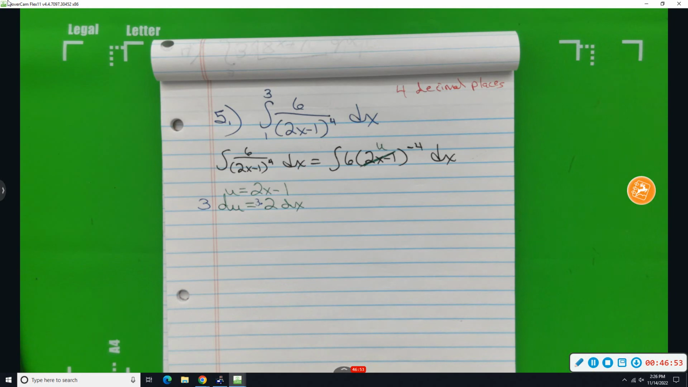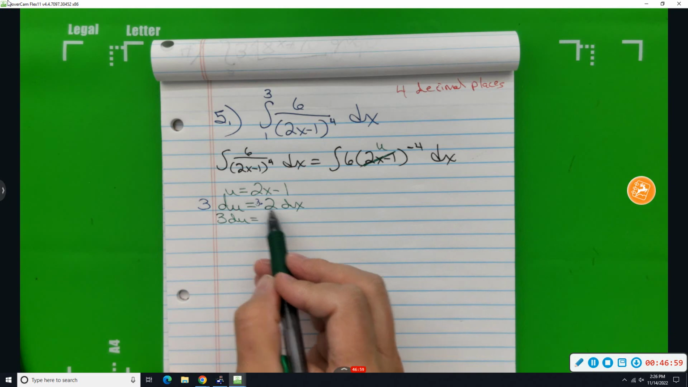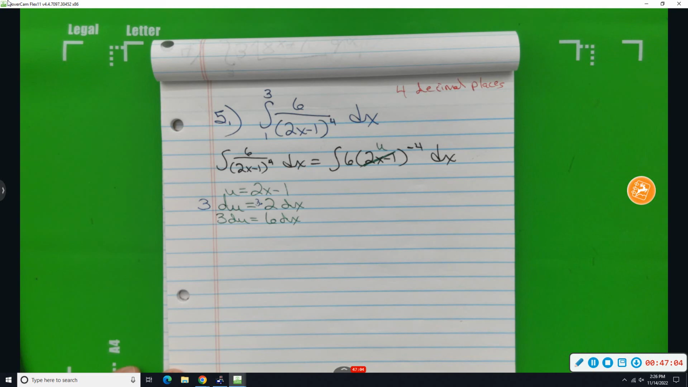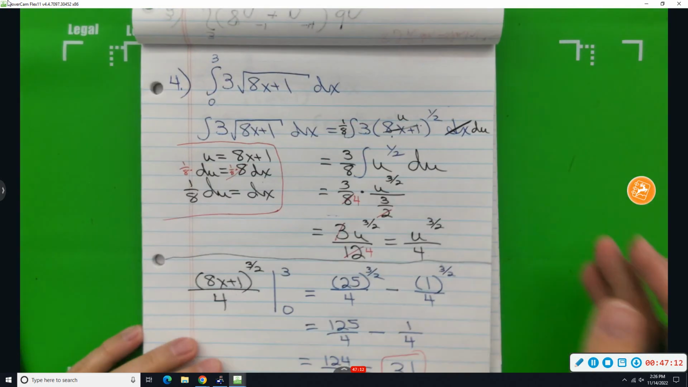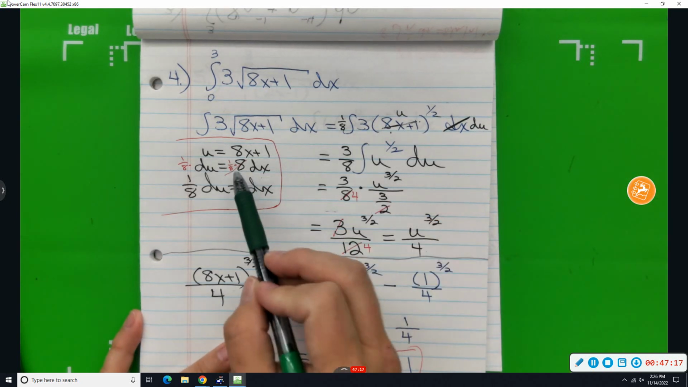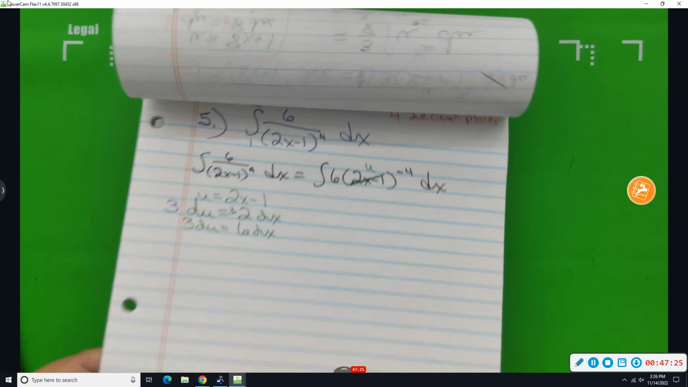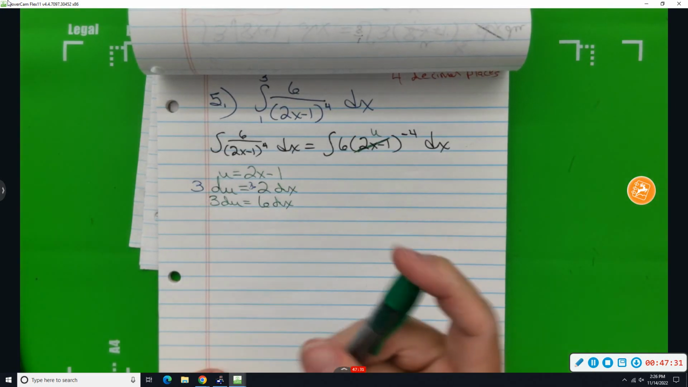So we have 3 du is equal to 3 times 2 is 6 dx. Did y'all follow my logic there? In the previous one, we couldn't do that easily because we had a 3 and an 8 there. What do you multiply to change that 8 to a 3? That wouldn't have been so easy as this one. We have a 2. What do we multiply to change it to a 6? A 3.